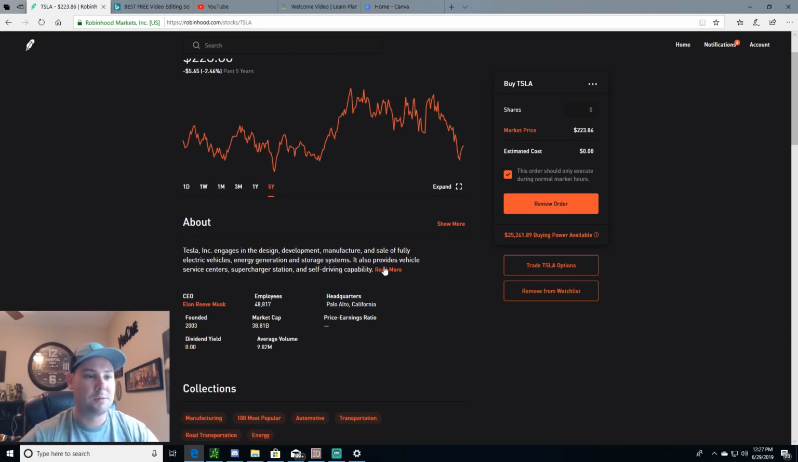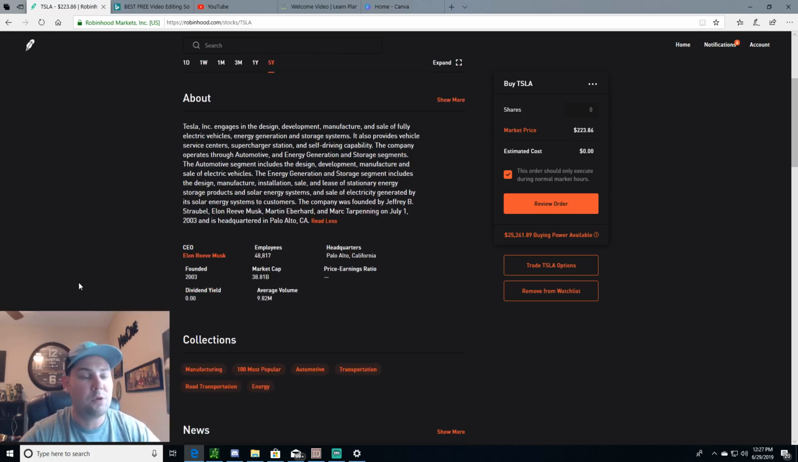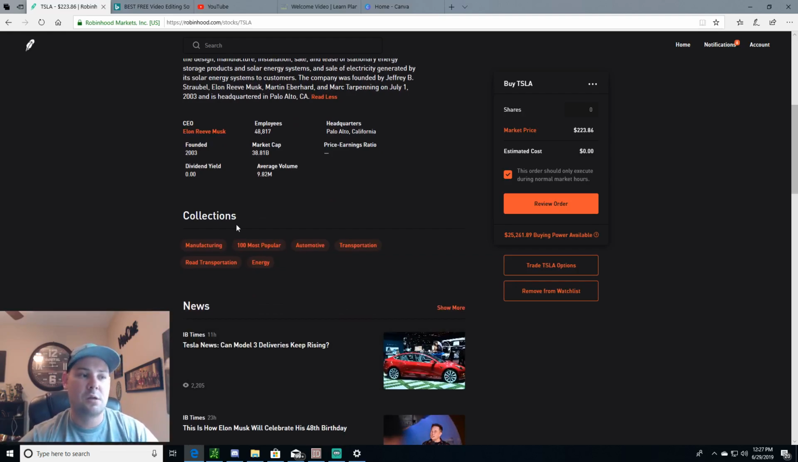So you can see the about section. Let's read more. I'll tell you a little bit about Tesla. Tesla engages in the design, development, manufacture, and sales of fully electric vehicles. You can keep on reading. You can scroll down. It'll tell you who the CEO is. That's Elon Musk. How many employees he has, the headquarters, founded, market cap, the PE ratio, the dividend yield. If it has dividends, it'll tell you what percentage right there. And the average volume is 9.82 million. It'll tell you the collections, so it's under energy, manufacturing, under most popular, automotive, transportation, and road transportation.